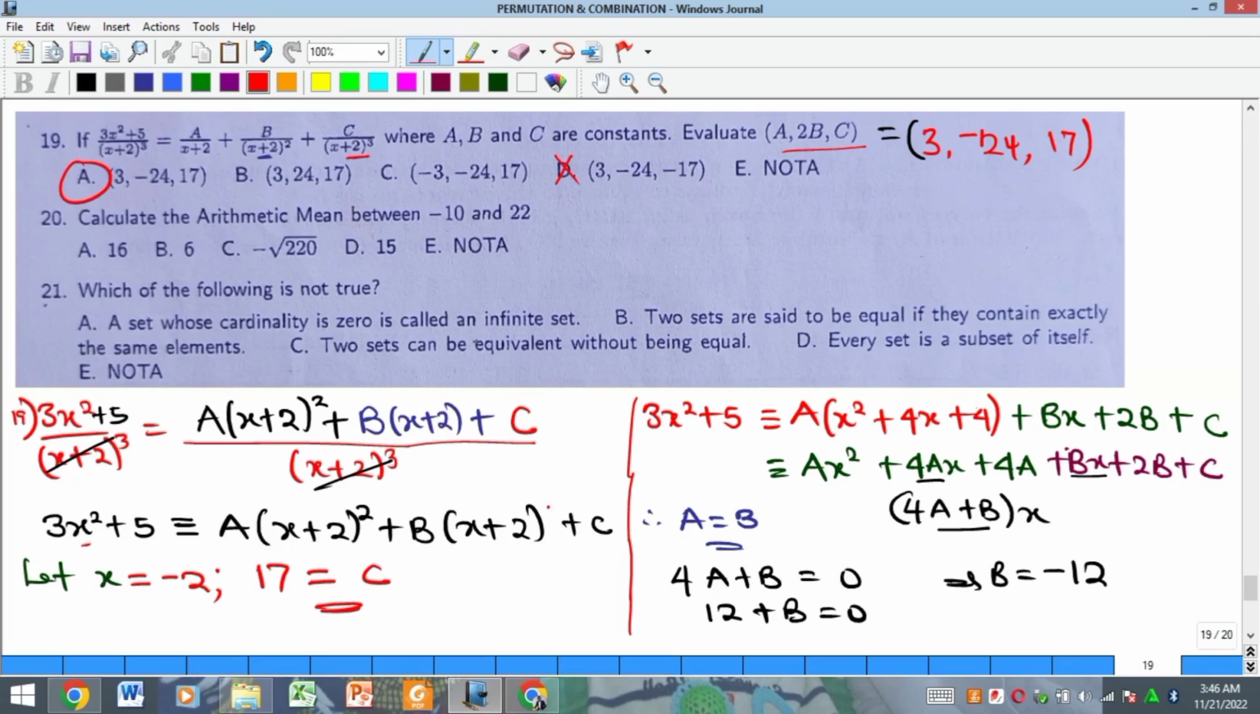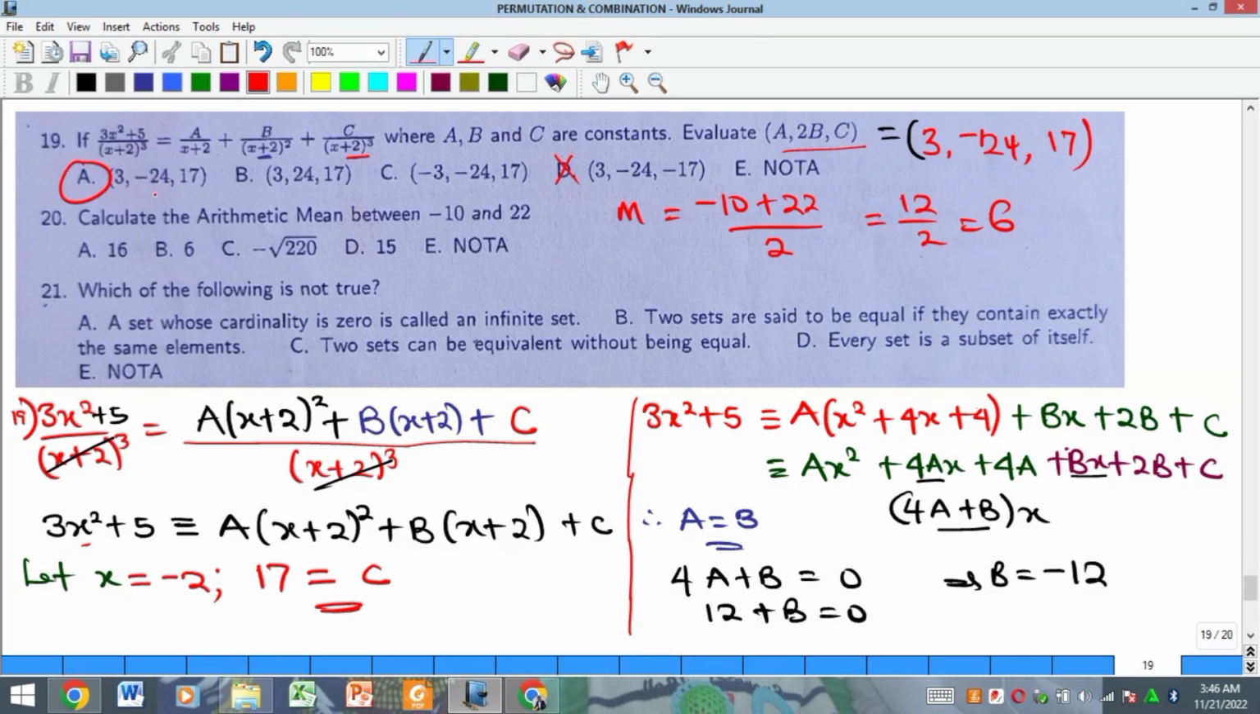Okay, and then what about the next one? Here they said we should calculate the arithmetic mean of this. Arithmetic mean is simply equal to the sum of the two divided by 2. So you have minus 10 plus 22 all over 2. So you sum and divide by their number. And this is going to give us 12 all over 2, which is equal to 6.